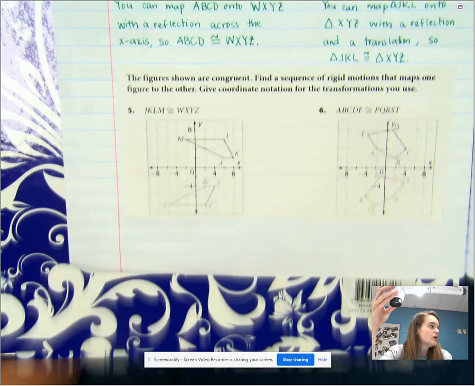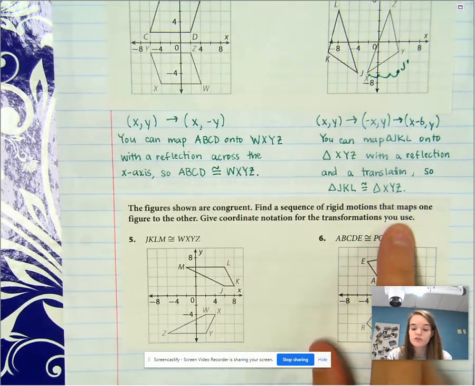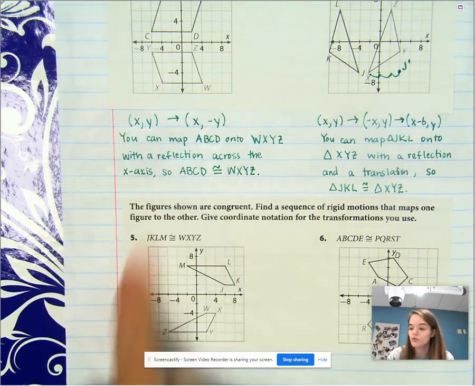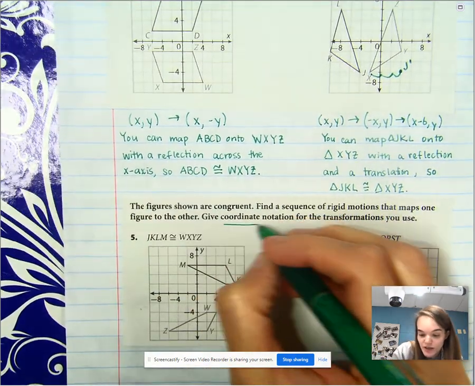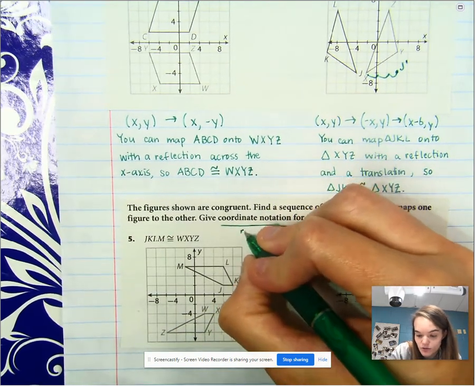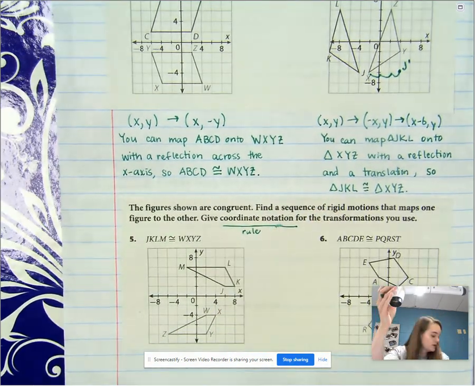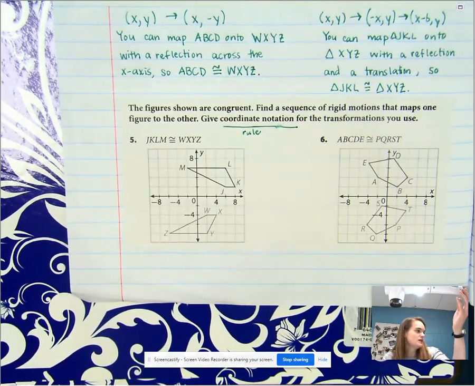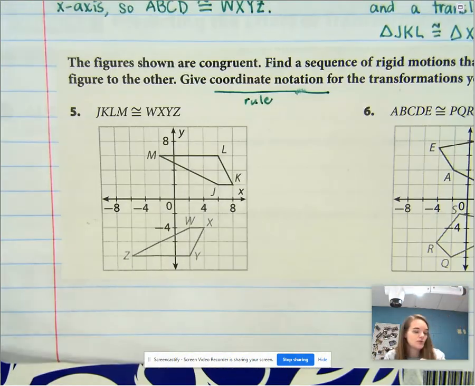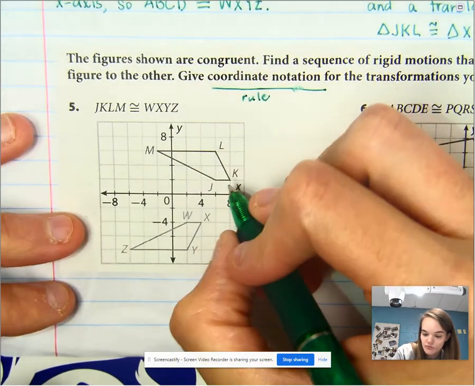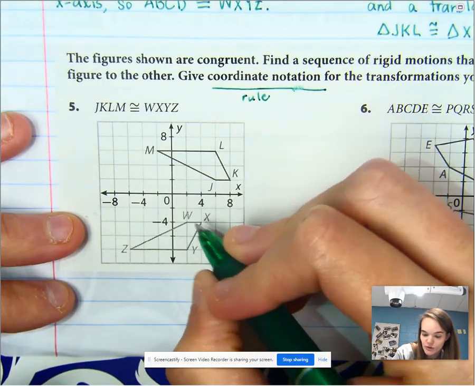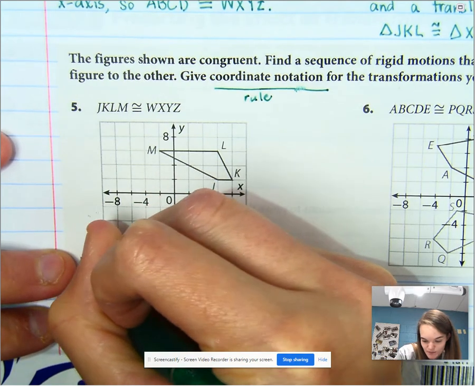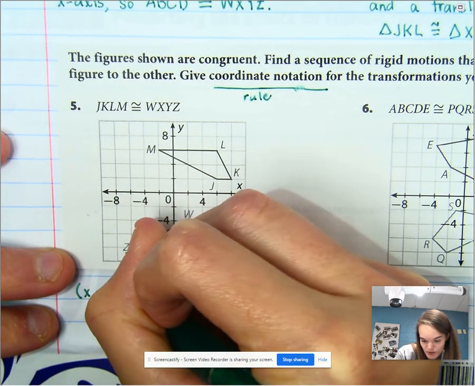Okay, we are no longer doing this. All it wants us to do is give the coordinate notation. That's the same as the rule. So coordinate notation is the rule. Okay, that's what we are doing. So we don't have to do anything but give the rule. So number 5, we are going from JKLM to WXYZ. I know I'm going to start with x comma y, and I'm going to do something else.